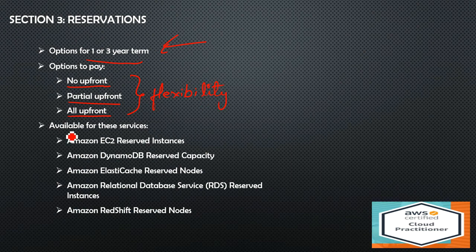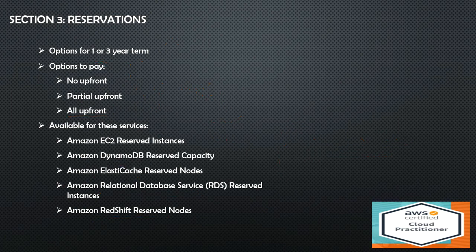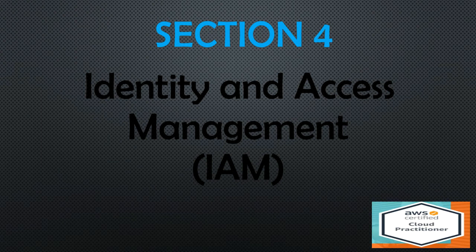And then you have the services that you can opt for reservations on. These are the only services that you get under reservations: EC2, DynamoDB, ElastiCache, RDS and Redshift. So you can go for reservations on these services. Okay, so that's it for section 3.